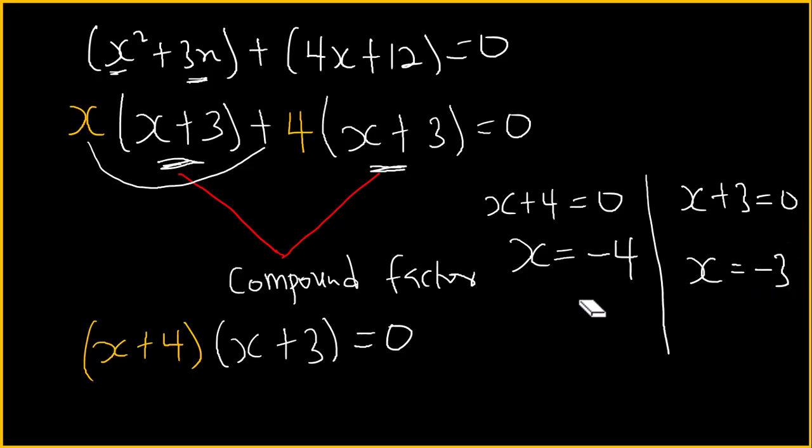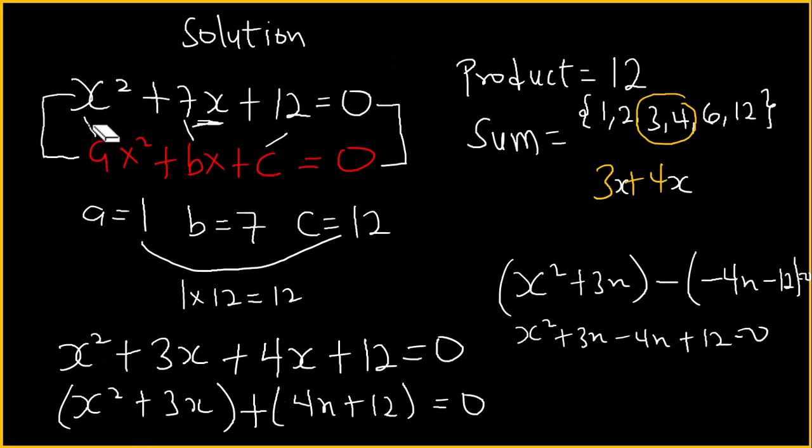So in conclusion, x is equal to the smaller number first, negative 4, or negative 3, and these are the roots to our quadratic equation x squared plus 7x plus 12 equals 0.